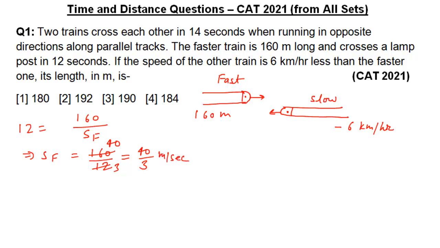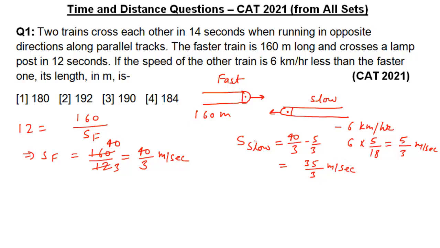So we got the speed of the faster one and it is given that the speed of the slower train is 6 km per hour less. So we can convert this into meter per second. This will be 6 multiplied by 5 by 18, which gives me 5 by 3 meter per second. So the speed of the faster train comes out to be 40 by 3, then the speed of the slower train is 40 by 3 minus 5 by 3, that is 35 by 3 meter per second.